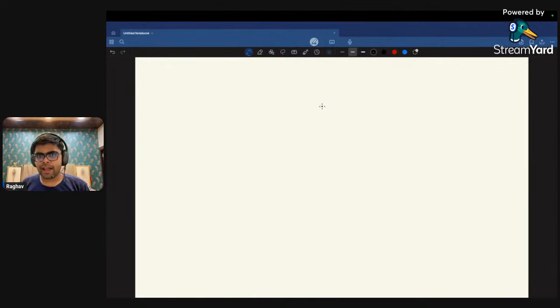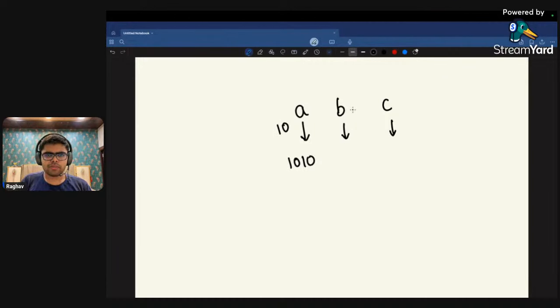So the problem is saying we have been given an array of three integers. Let's consider the three numbers as a, b, c. We are being told that we will convert these integers into their binary representations. So let's say if a was equal to 10, its binary representation will be 1010. Similarly, if b was 5, its binary representation will be 101. And if c was, let's say, 7, then its binary representation will be 111.